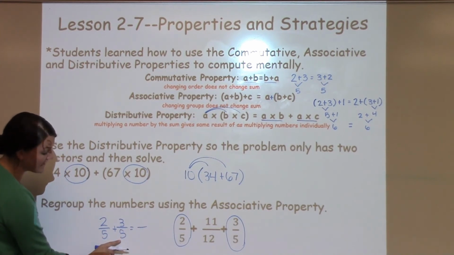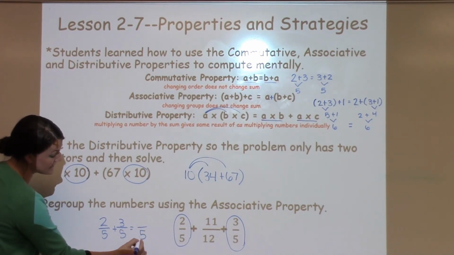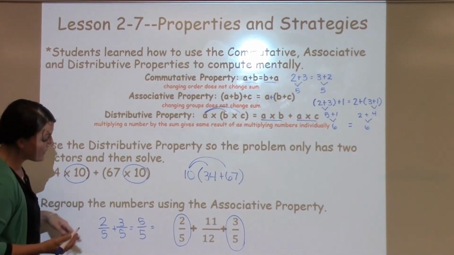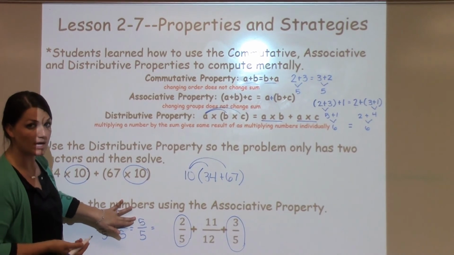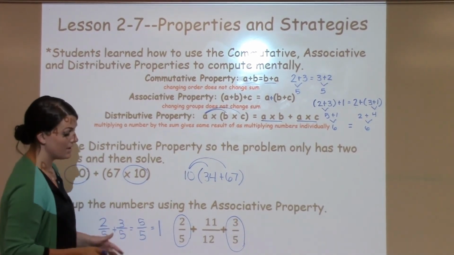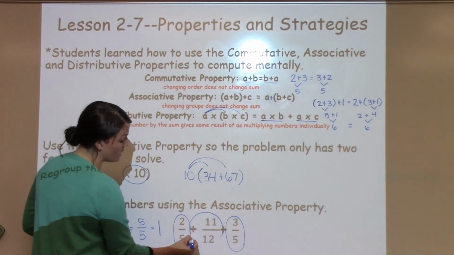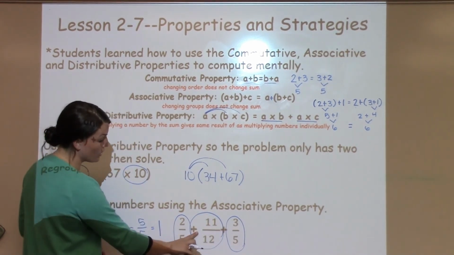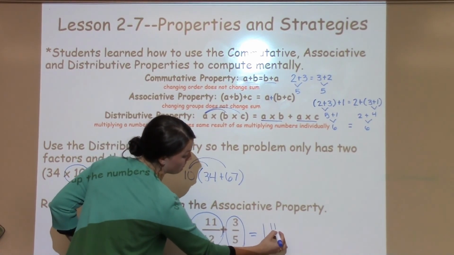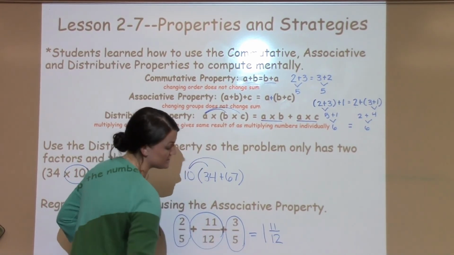Whenever I have denominators that are the same, they stay the same. 2 plus 3 is 5. I know that whenever a fraction has the same number on top as it does the bottom, that is the same as 1 whole. Now that makes it super simple because I just have 1 whole plus 11 twelfths to make a final answer of 1 and 11 twelfths.